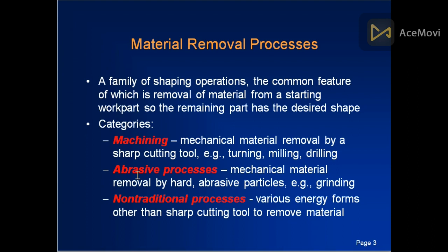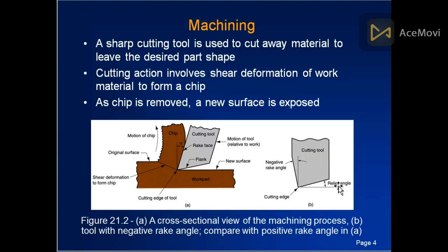Material removal processes include a family of shaping operations, the common feature of which is removal of material from a starting work part so that the remaining part has the desired shape. Categories: machining, the mechanical removal of material by a sharp cutting tool, like turning, milling, drilling, etc. Abrasive processes, where material is removed mechanically by small hard abrasive particles, like grinding. Non-traditional processes use energy forms other than a sharp cutting tool to remove material.